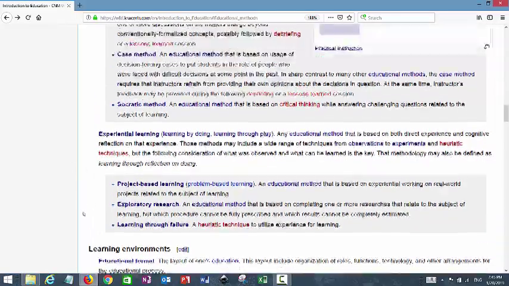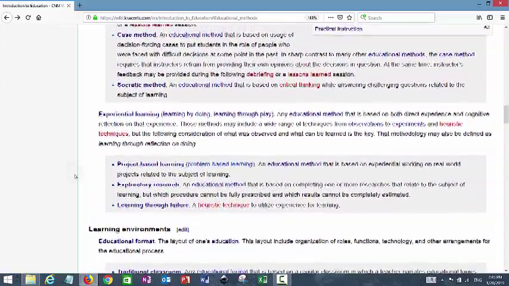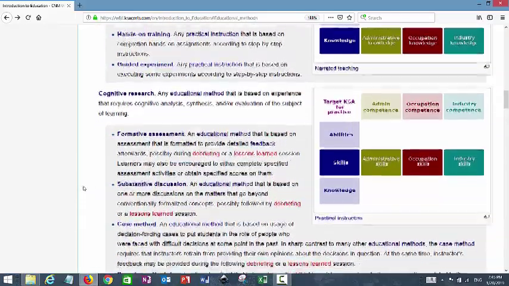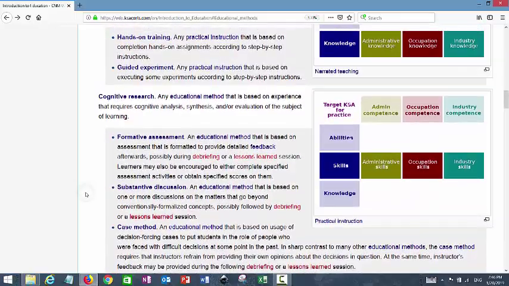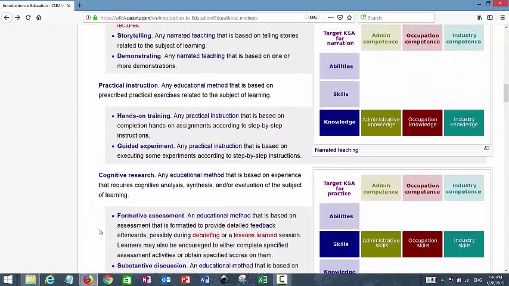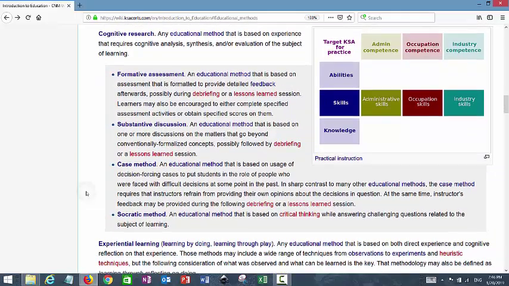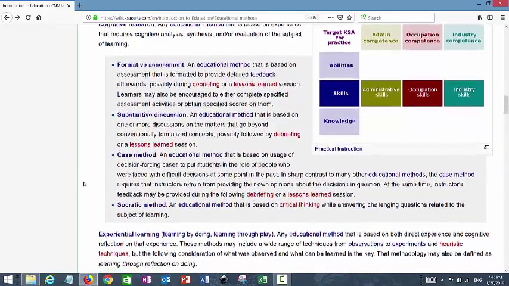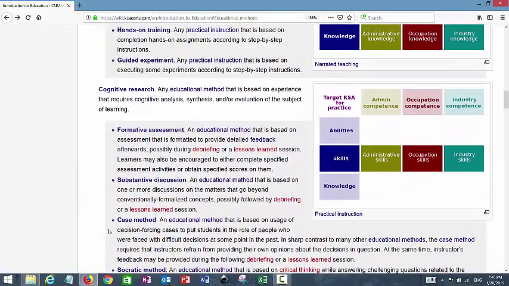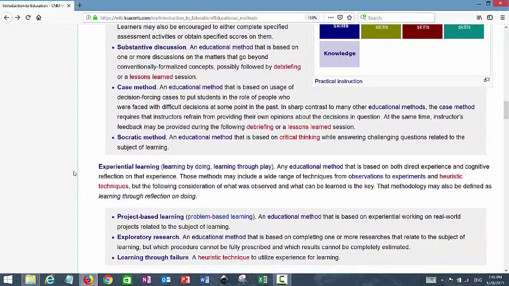So if we are done with cognitive research, we are ready to go to experiential learning. But I want to get back. Cognitive research deals mostly with knowledge. It gives you a better understanding or better feeling, but in some cases it doesn't necessarily give skills and abilities. It is not direct. That is why I didn't put any target KSA matrix. But once again, it's not about experience.